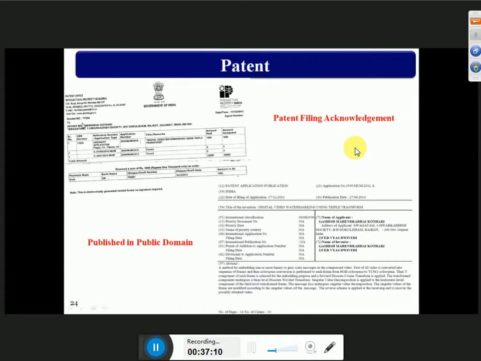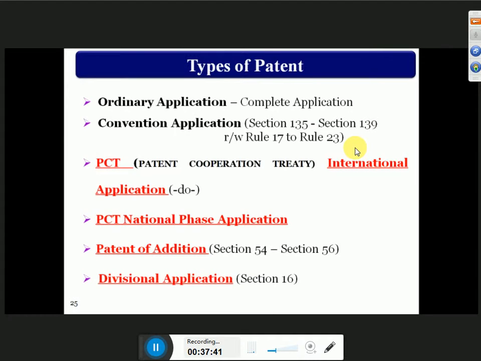Once you file the patent, these are two snapshots which I have got after filing the patent. The first snapshot is the patent filing acknowledgement that comes from Patent Office India, and the second is published in the public domain. When it gets published, the abstract along with total number of pages, 14, and number of claims, 10, are shown. So this is what the patent office gives to us, right? This is what happens when you file the patent and you go ahead.